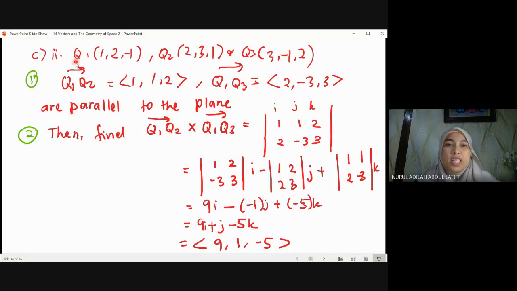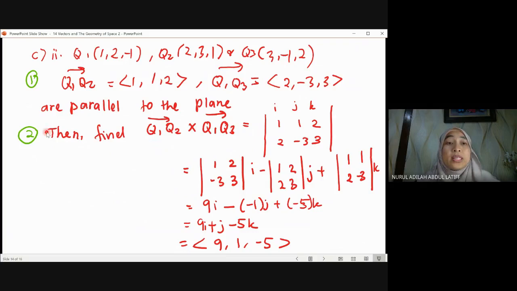So the first step: find Q1Q2, which is from 1, 2, negative 1 to 2, 3, 1. So what you need to do is 2 minus 1 is 1, 3 minus 2 is 1, and 1 minus negative 1 is 2. Then Q1Q3: 3 minus 1 is 2, negative 1 minus 2 is negative 3, 2 minus negative 1 is 3.